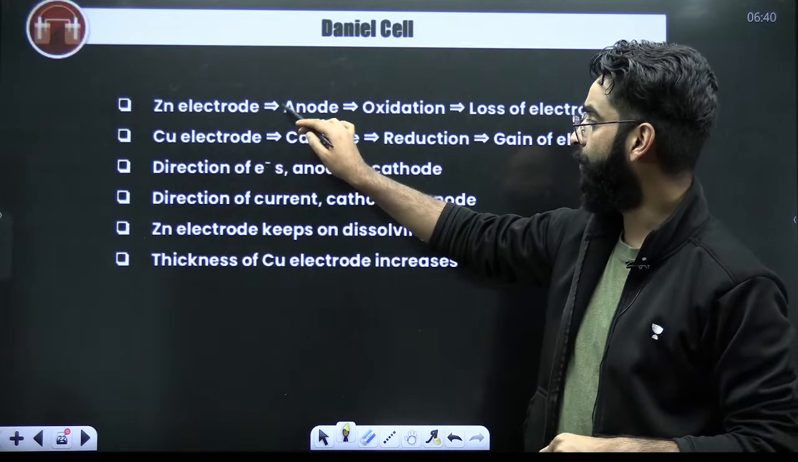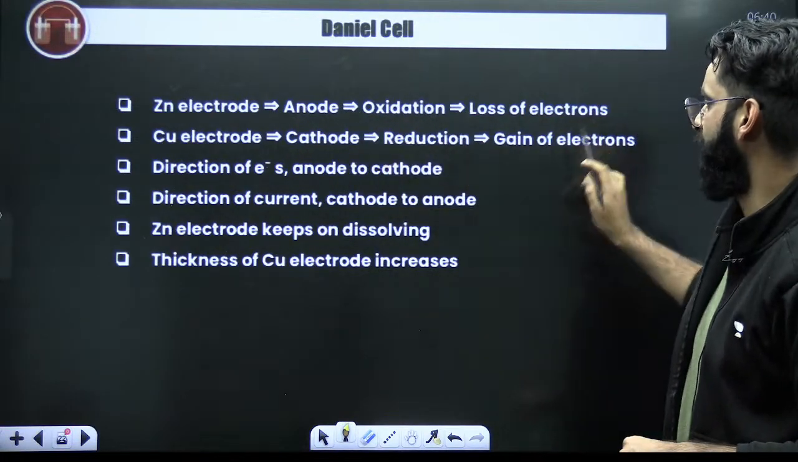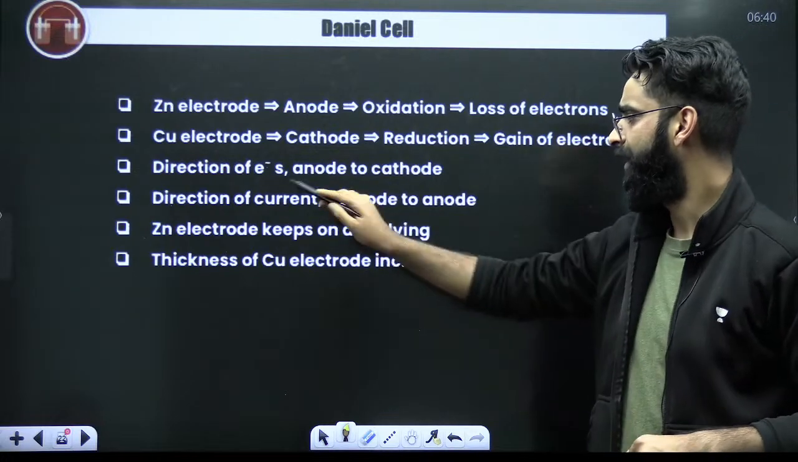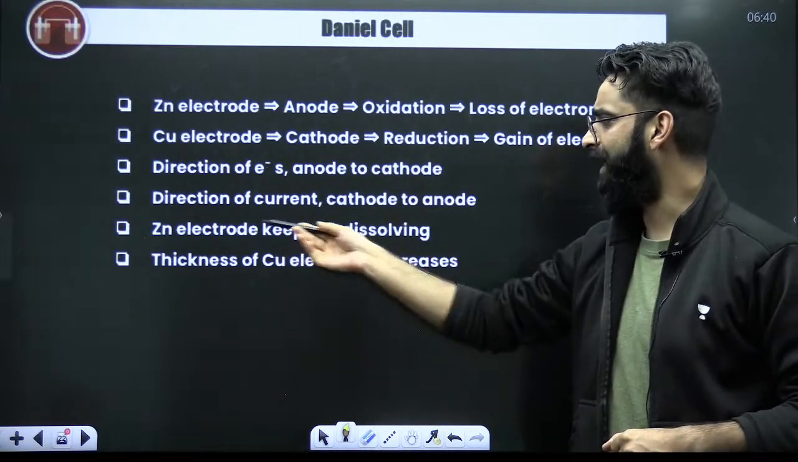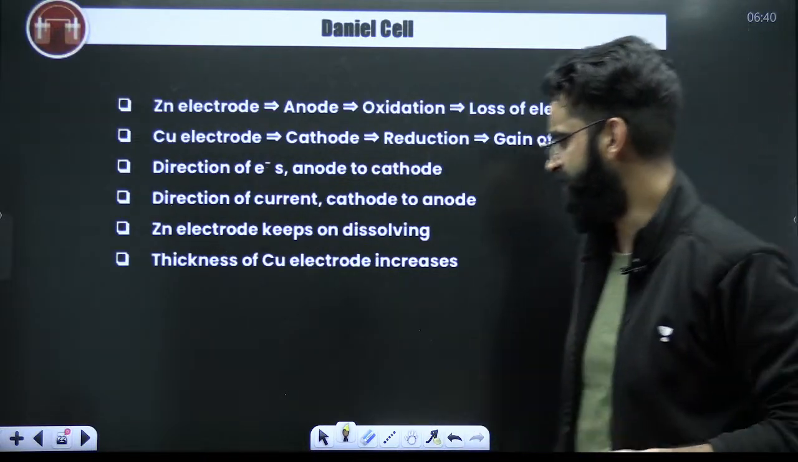Right? Zinc electrode, anode, oxidation, loss of electrons. Copper electrode, cathode, reduction, gain of electrons. Direction of electrons from anode to cathode. Direction of current, cathode to anode. Zinc electrode keeps on dissolving. Its thickness reduces. Thickness of copper electrode increases with time.